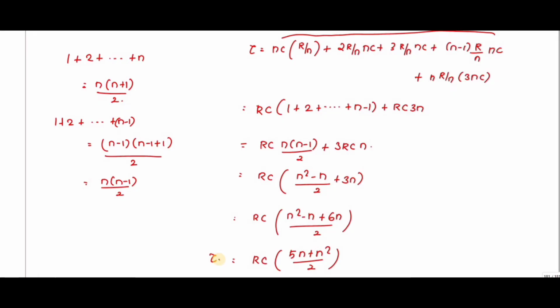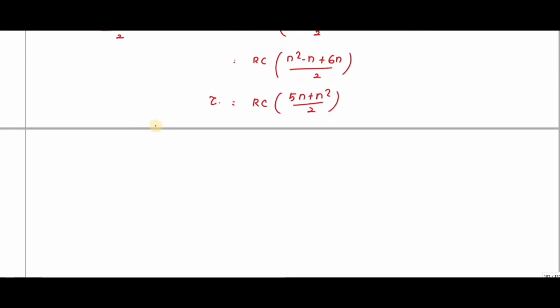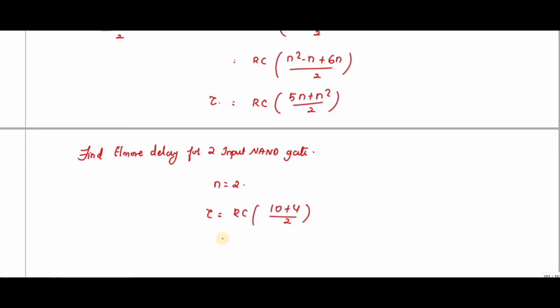So suppose they are asking to find the Elmore delay for a 2 input NAND gate. The question is like this. I have to substitute n is equal to 2. So if I substitute n is equal to 2, I will get RC times (10 plus 4 divided by 2), that is 14 divided by 2, which is 7 RC. So this is my Elmore delay value.